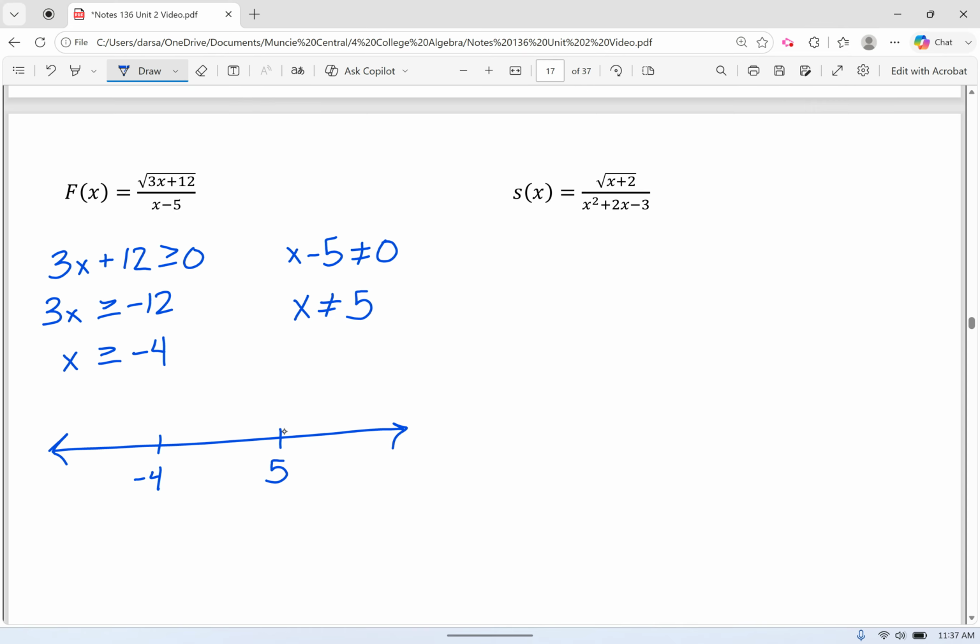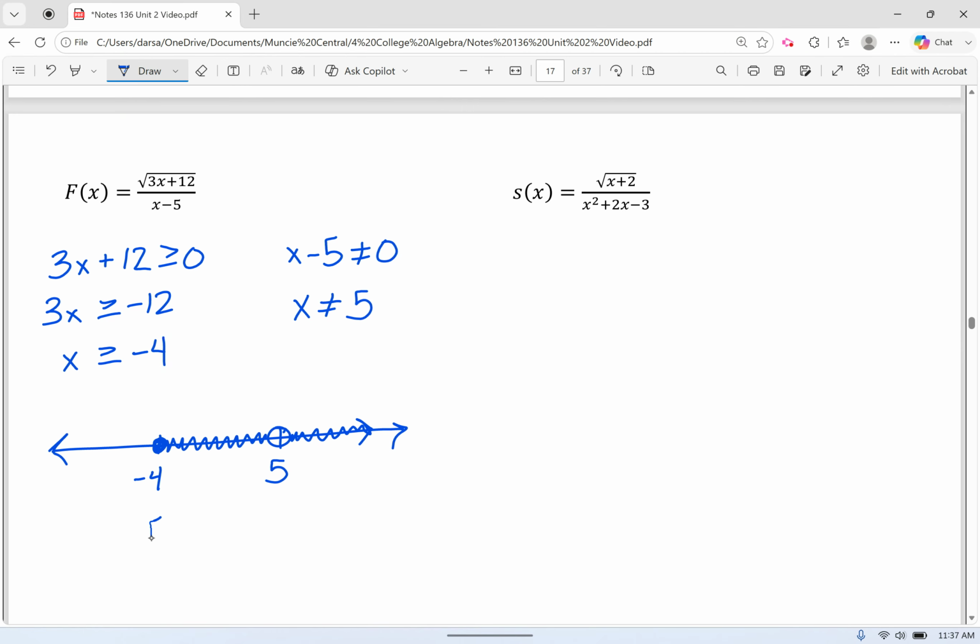Remember, x cannot equal 5, so we're going to put a circle there, meaning we're not going to include the number 5. X must be greater than or equal to negative 4, so we're going to use a closed dot for greater than or equal to. And which way do we shade for greater than? We shade this way. But we can't shade the 5 in, so we're going to shade from negative 4 to 5, jump over the 5, and keep shading. And what you can see is we have two shaded portions of the number line.